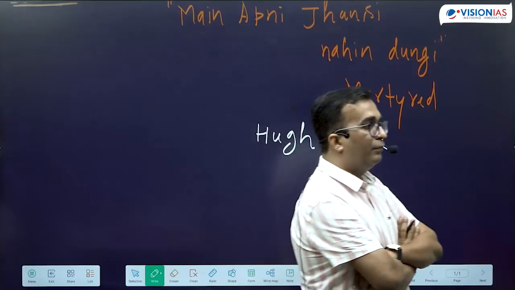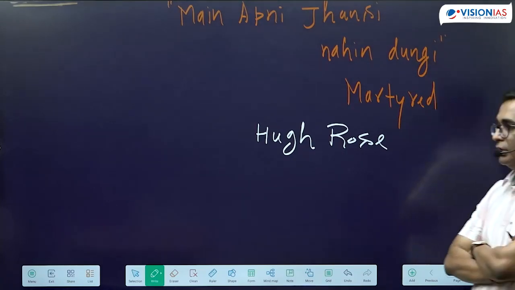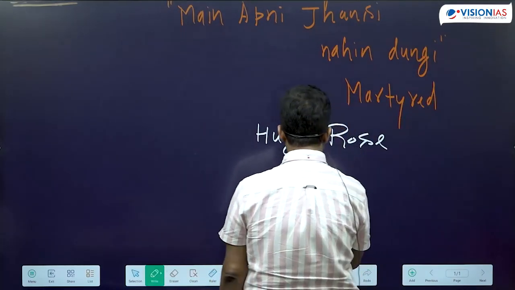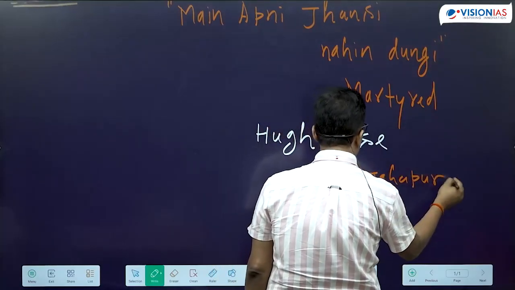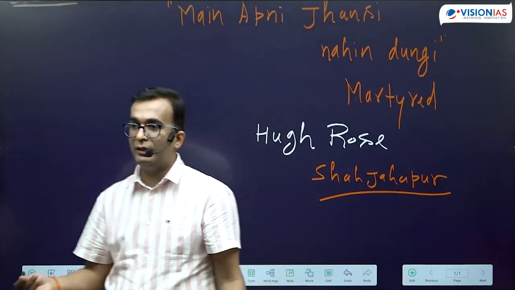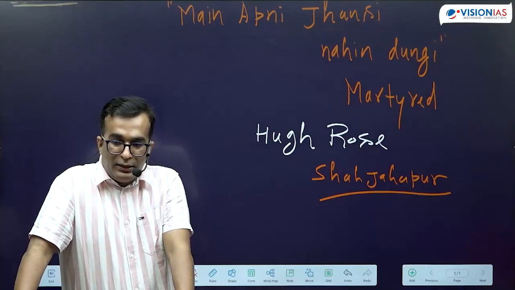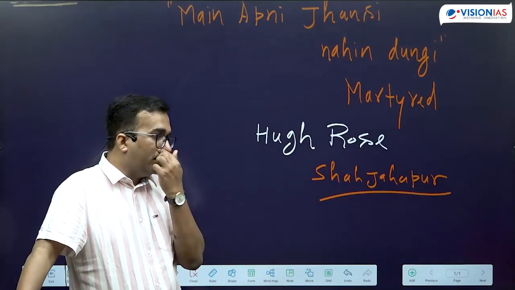Maulvi Ahmadullah was killed by a pro-British Raja at Shahjahanpur. Kunwar Singh also died in combat.